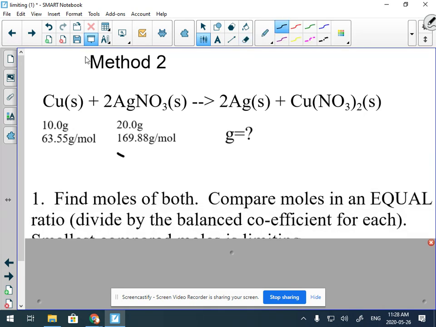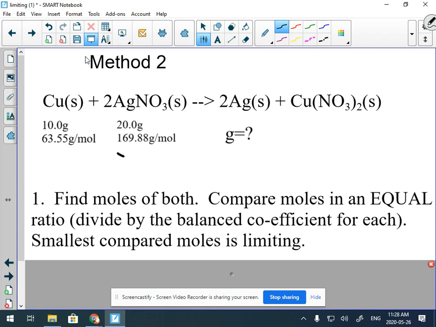Okay, so here's the first step. We have to find the moles of both substances. And then we have to compare the moles like we did in the last unit by dividing the moles by the balanced coefficient. We divide the copper by 1 and the silver nitrate by 2. The smallest value is the limiting reagent. Now, there's a shortcut I'm going to show you guys to get moles really quickly, and it's a formula. The number of moles is always equal to mass over molar mass. This is the fastest way in questions like this to quickly calculate moles.